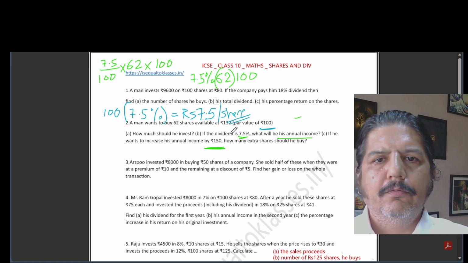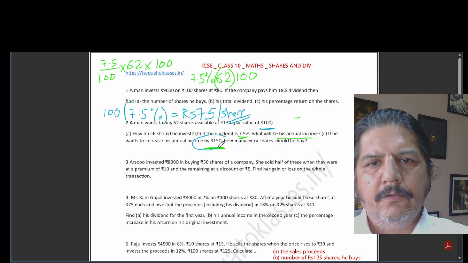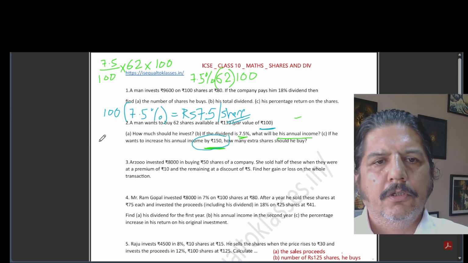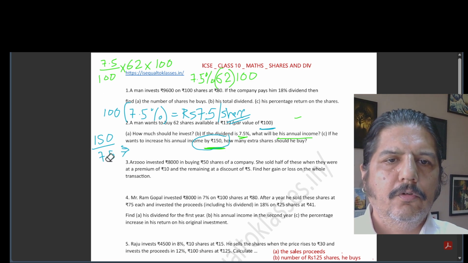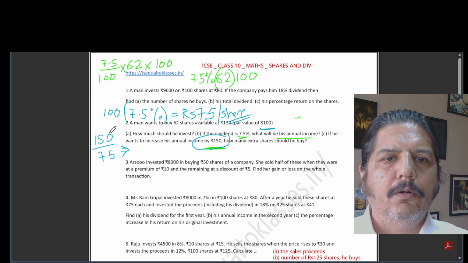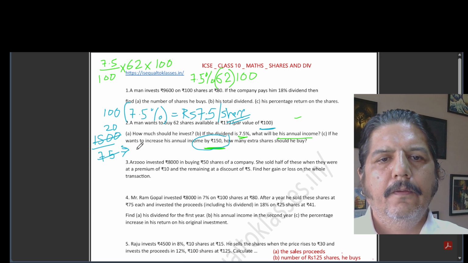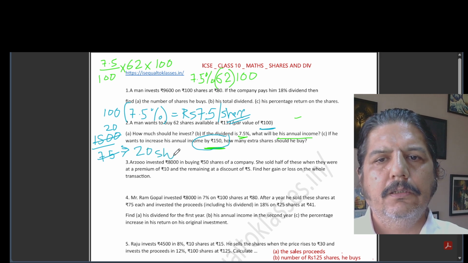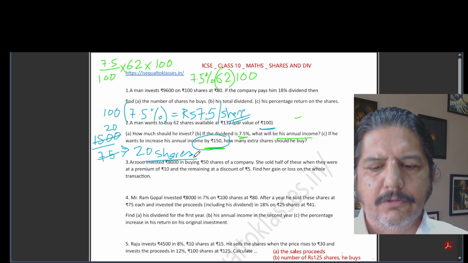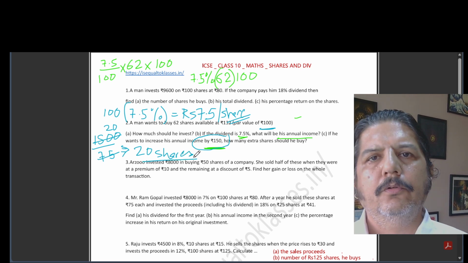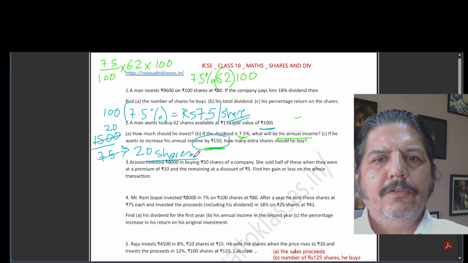Now, he wants to increase his annual income by 150 rupees. So, how many shares should he buy? 150 divided by 7.5. So, 75 twos are 150, so this will come to 20. So, he'll have to buy extra 20 shares. Yeah, extra 20 shares. So this is how you can do.